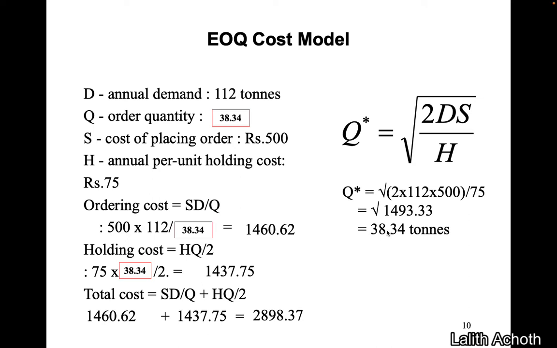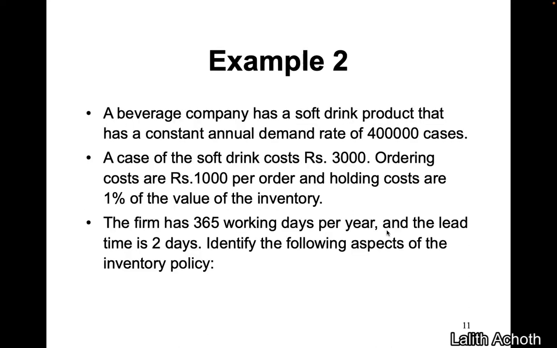So it's got widespread application because a lot of people are in the business. FPOs are buying a lot of quantities. How much should they keep? What should be the optimum quantity? It should be scientifically decided using inventory theory. Now let's take another example. A beverage company has a soft drink product that has a constant annual demand of 4 lakh cases.